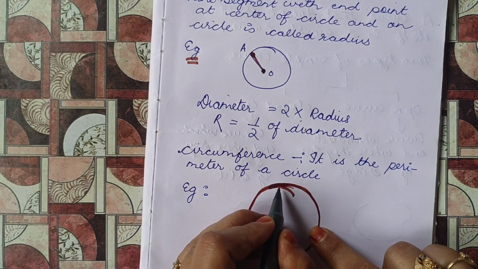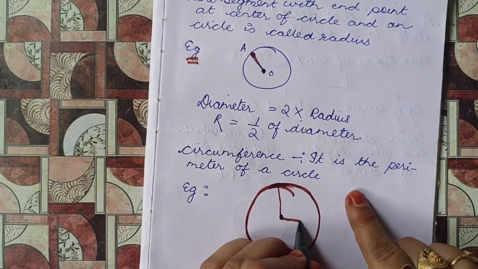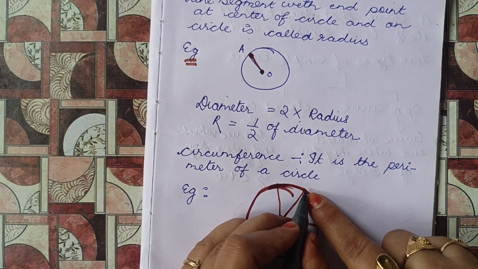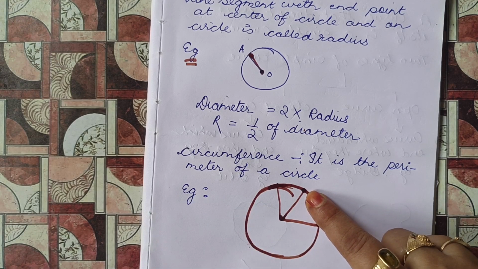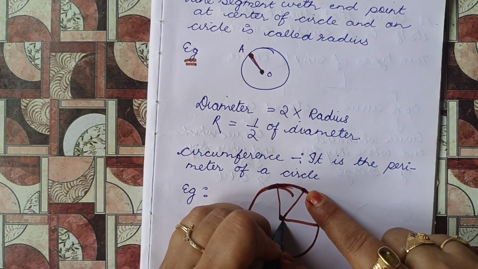Now you must know that all the points in the circle are equidistant from the center. From here to here it will be the same length. From here to here it will be the same length. From this point to the circle it will be of the same length. So you must know that all points on a circle are equidistant from the center.